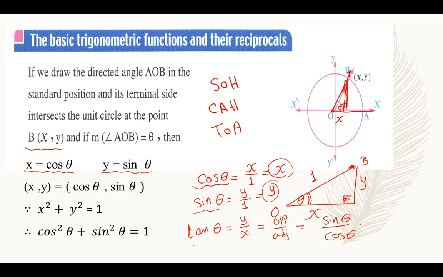And by using the unit circle, we know that x power of 2 plus y power of 2 equals the hypotenuse power of 2. This is a unit circle, so the radius equals 1. Replace x squared by cosine square theta, replace y squared by sine square theta, and this result will be equal to 1. Okay, let's go to another idea.